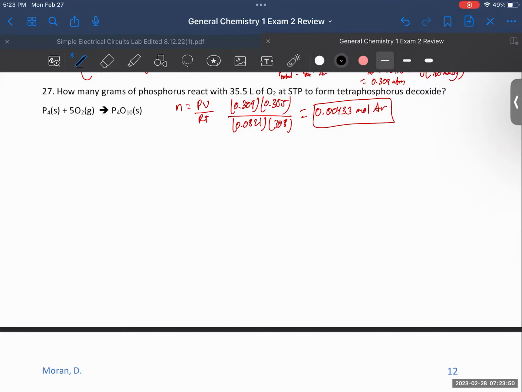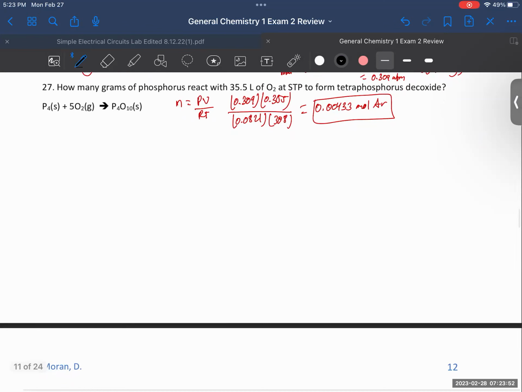All right, cool. Let's go on to 27. How many grams of phosphorus react with 35.5 liters of O2 at STP to form tetraphosphorus decoxide? All right, gas stoichiometry. This is one of those problems.